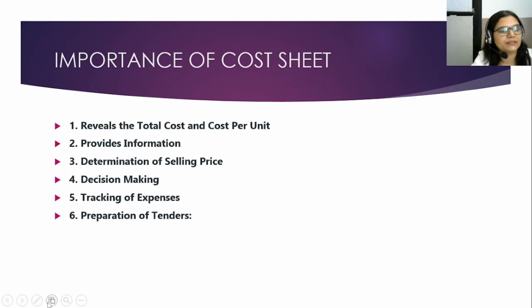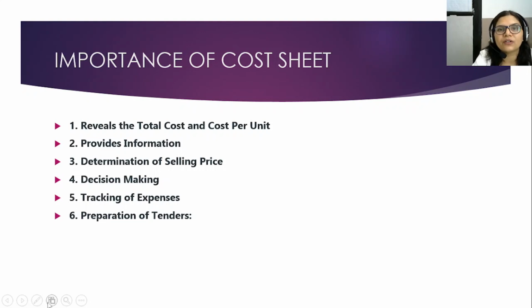Tracking of expenses. The cost sheet helps in tracking the expenses incurred in the production. The cost sheet provides in-depth cost data from every production level. So, management can easily keep tabs on all the expenses. This enables the company to pinpoint the areas where corrective measures can be taken in order to improve the efficiency.